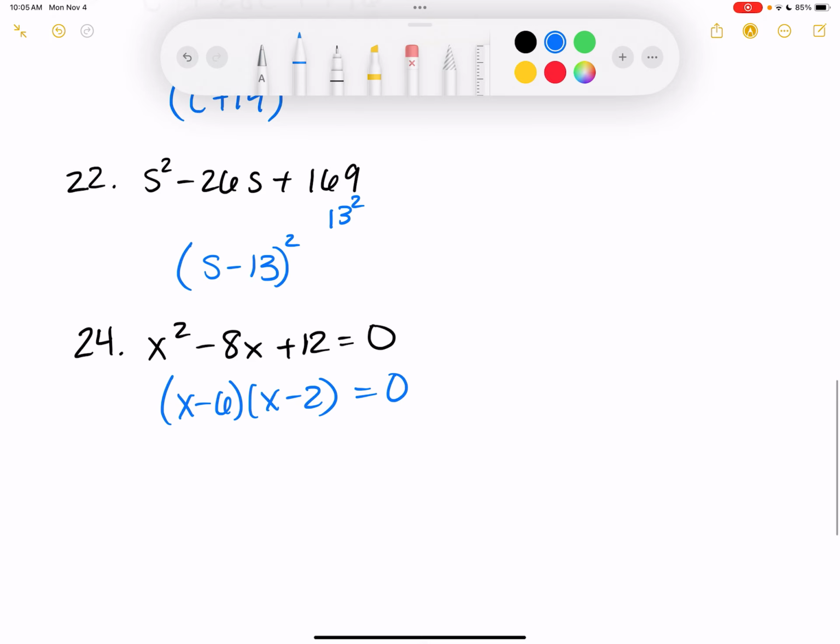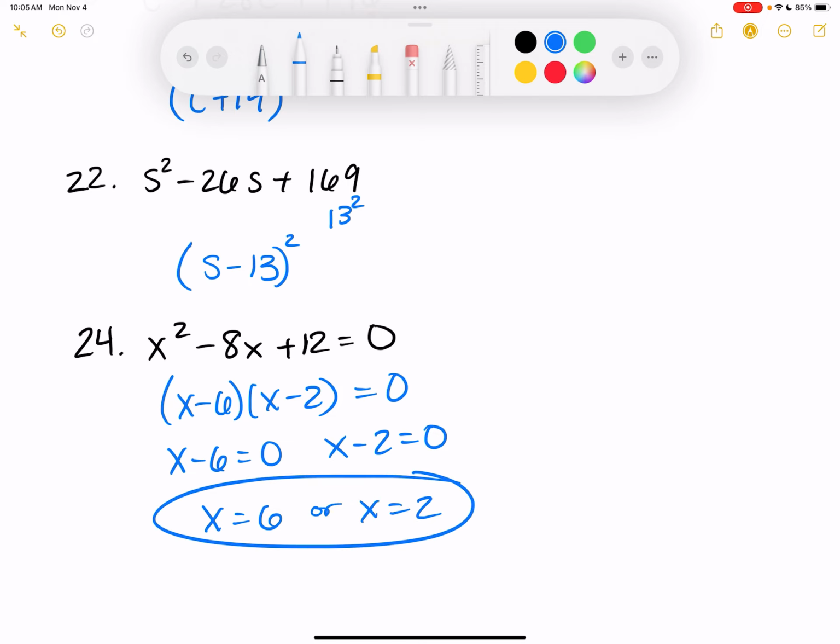So the way this works, I'm sure you've seen this kind of stuff before, but when we have stuff factored out like that, we set each piece equal to 0. So x minus 6 equals 0, and x minus 2 equals 0. So we get that x equals 6 or x equals 2, and that's your final answer.